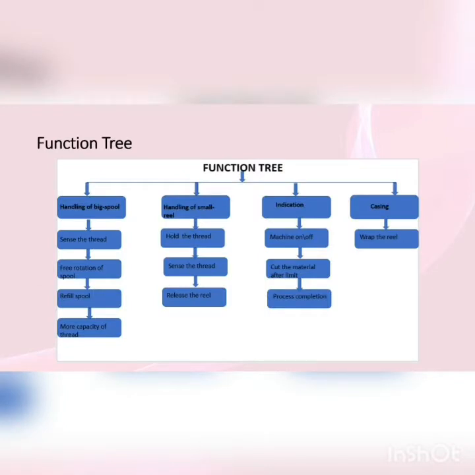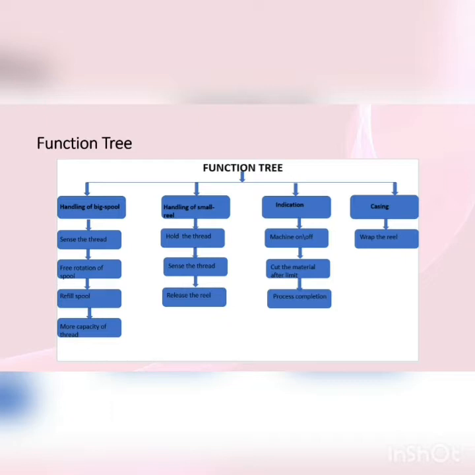After identifying the problem definition, we were able to identify all the functions we need. We have the handling of the big spool function, which includes sensing the thread, the rotation of the spool and also refilling of the spool. Handling of the small reel includes holding the reel, sensing the thread and releasing the reel.